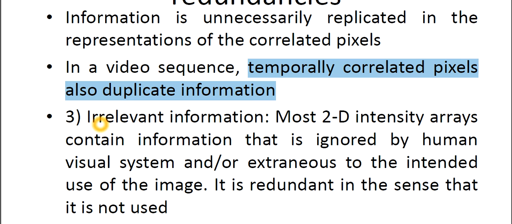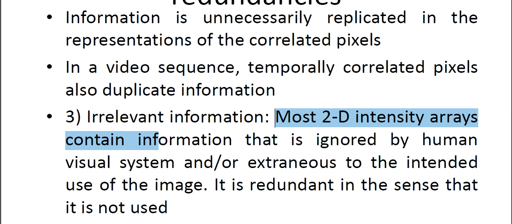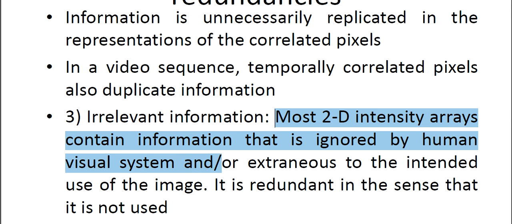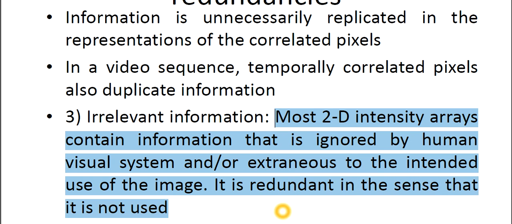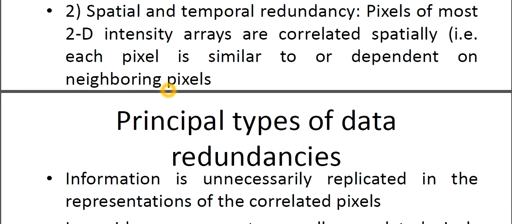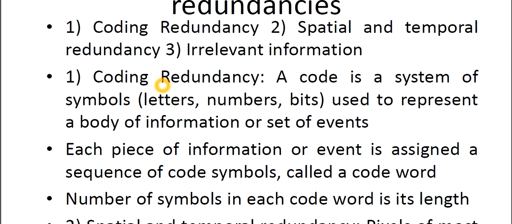Then the last one is irrelevant information, and most 2D intensity arrays contain information that is ignored by the human visual system or extraneous to the intended use of the image. So it is redundant in the sense that it is not used. That is our irrelevant information. So you have seen there are three different types of redundancies: coding redundancy, spatial and temporal redundancy, and irrelevant information. So that's all for this class.